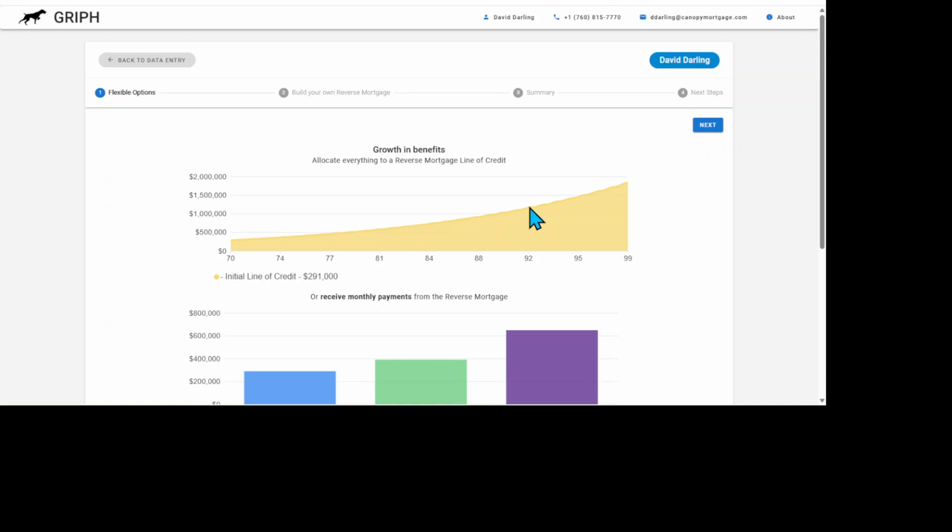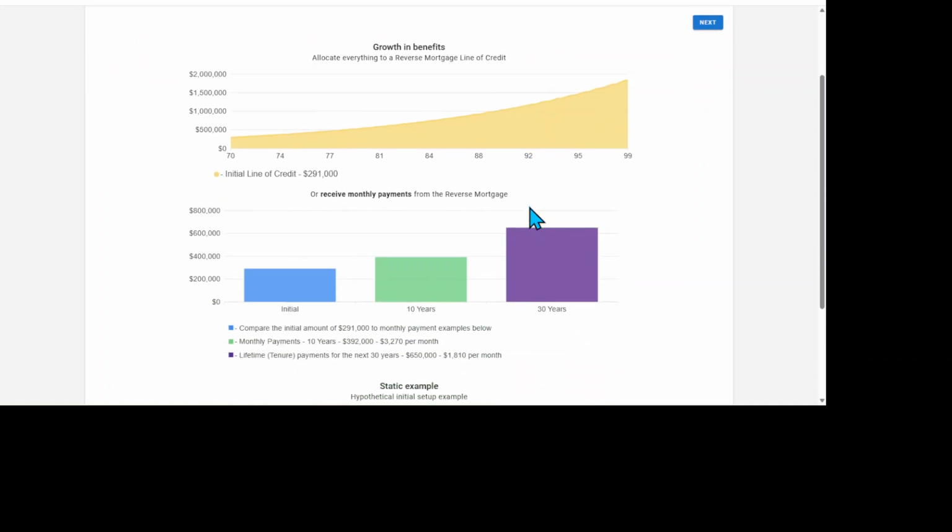They might love this growth factor, but they might prefer, from a budget standpoint, to receive monthly payments. So this blue rectangle represents the $291,000 available to them in the line of credit. The green one is if they decided to allocate all of that into our monthly payment plan and receive payments over 10 years. If they did that, they would receive $392,000, roughly $100,000 more than the initial amount. And that translates to $3,270 per month.